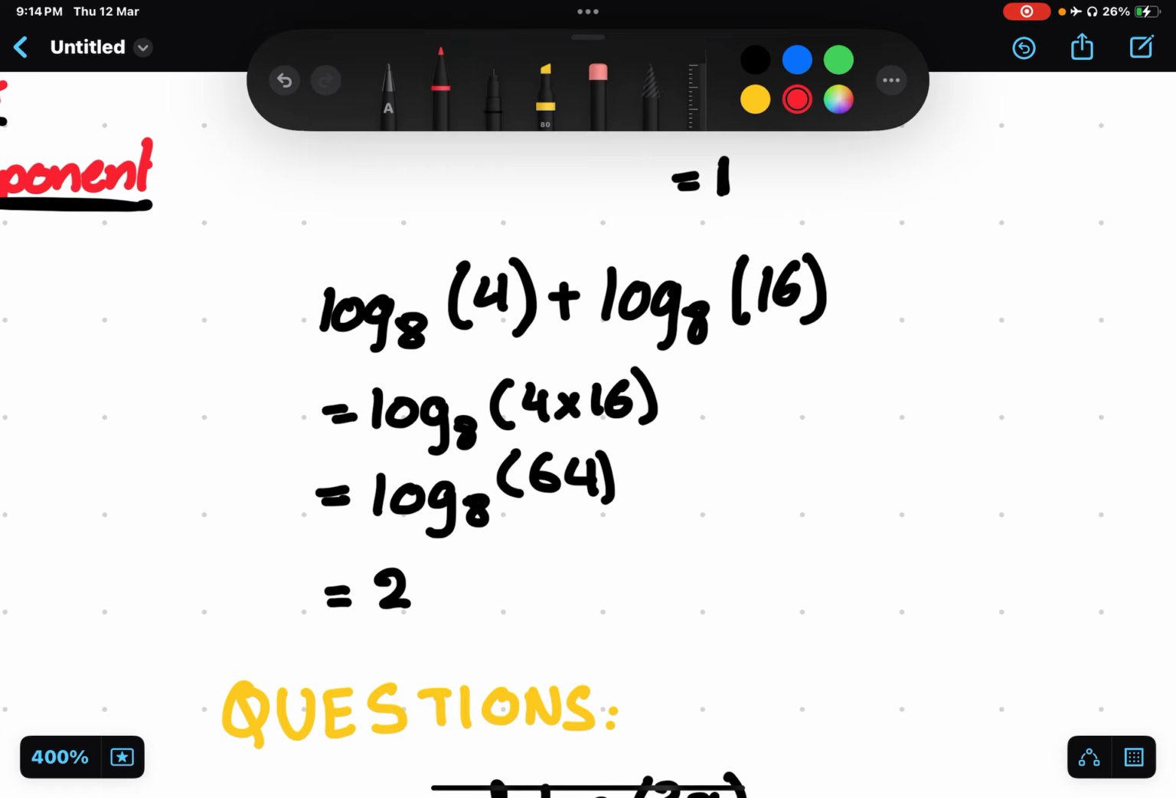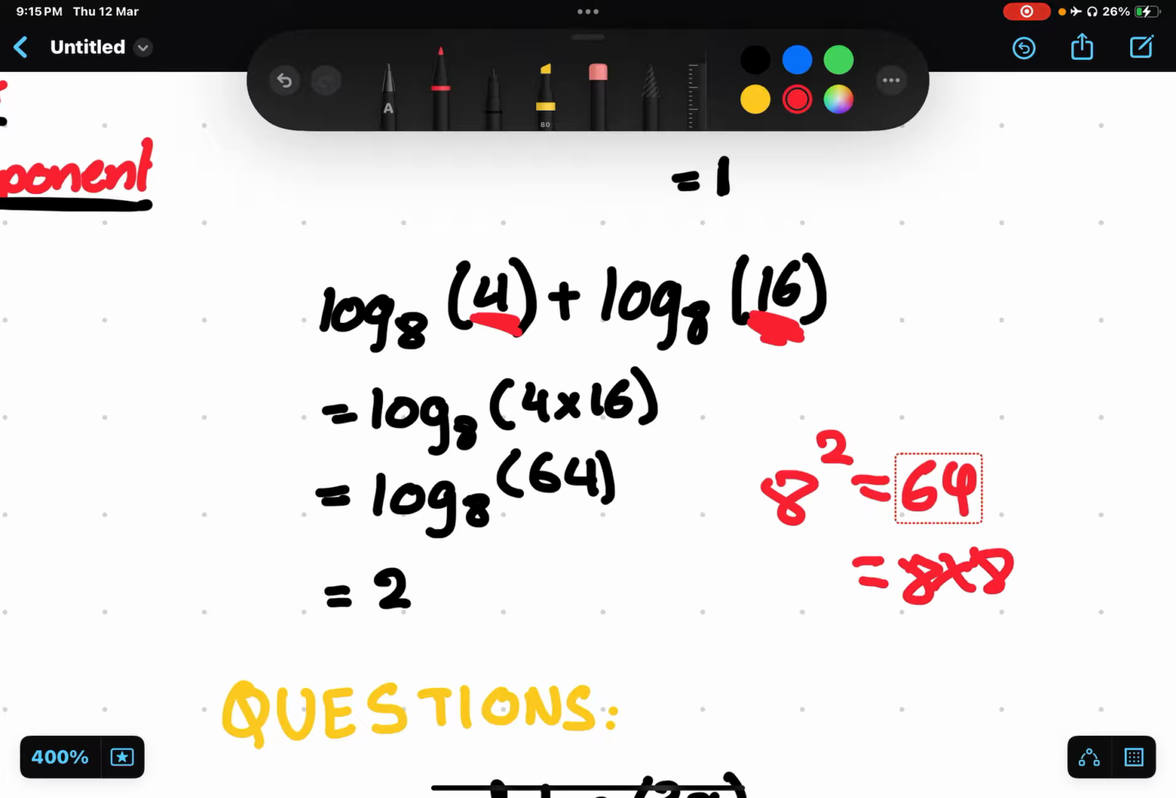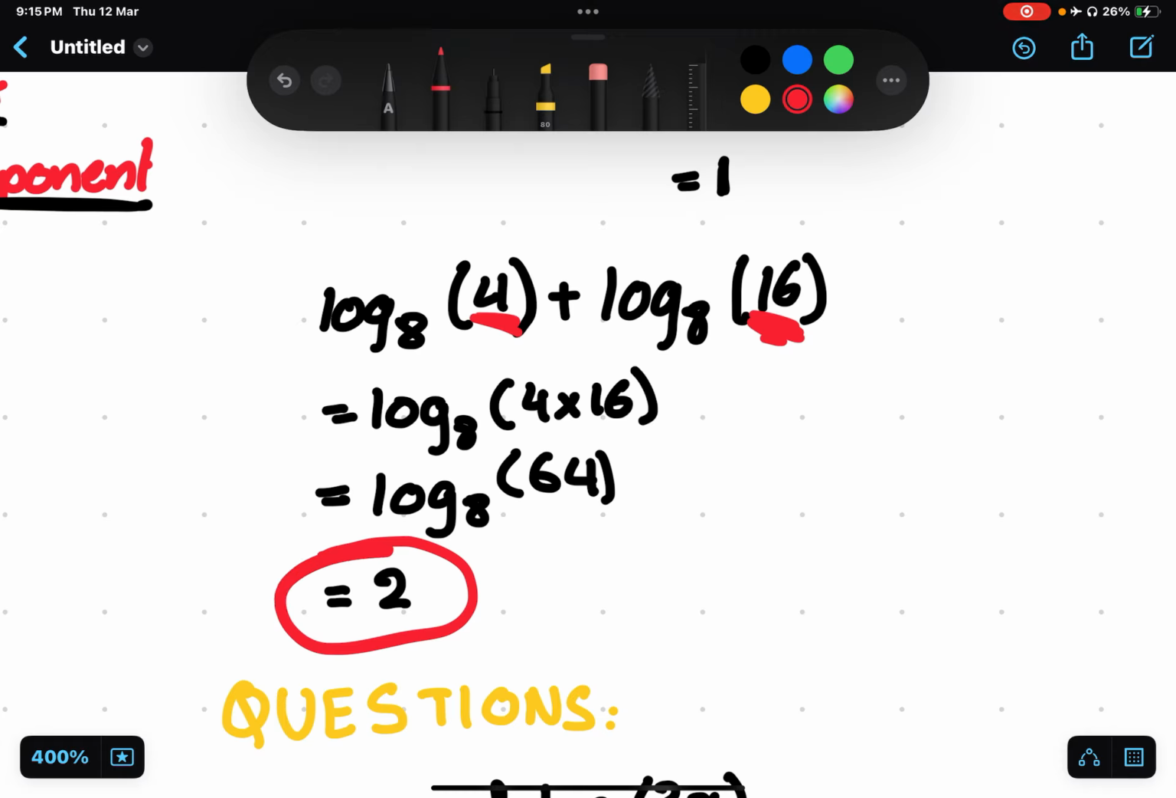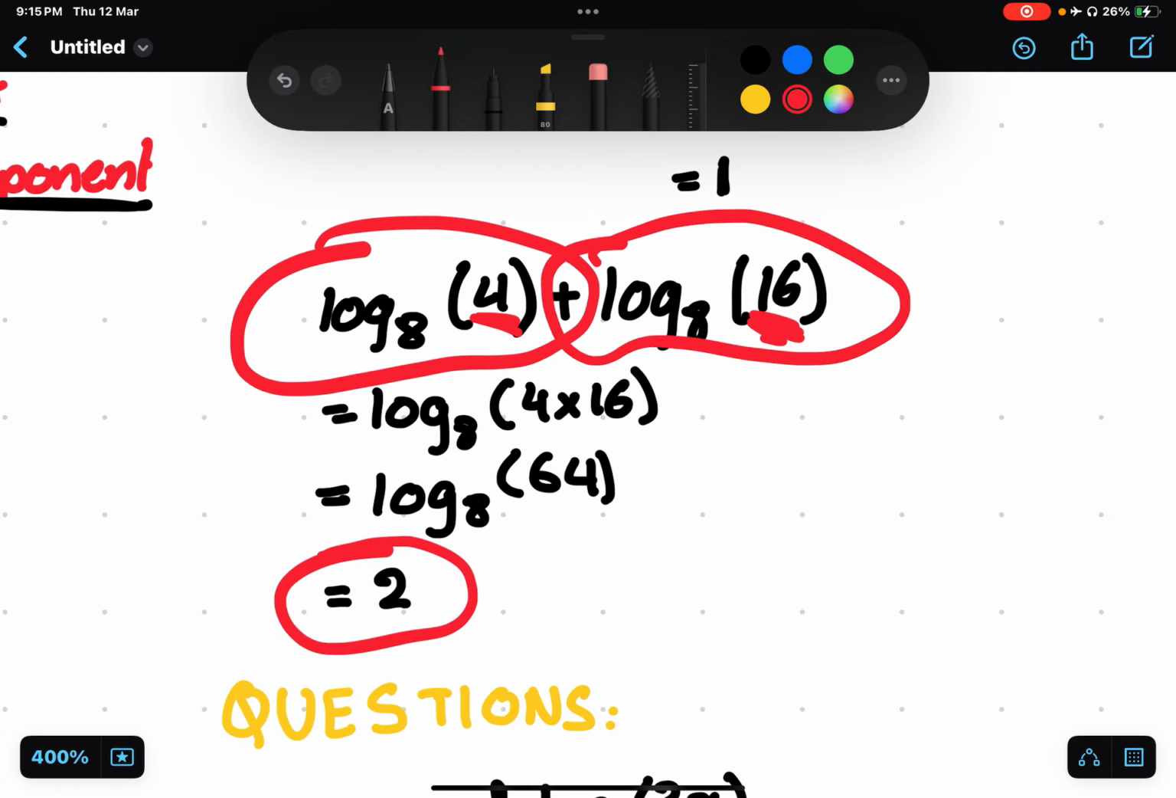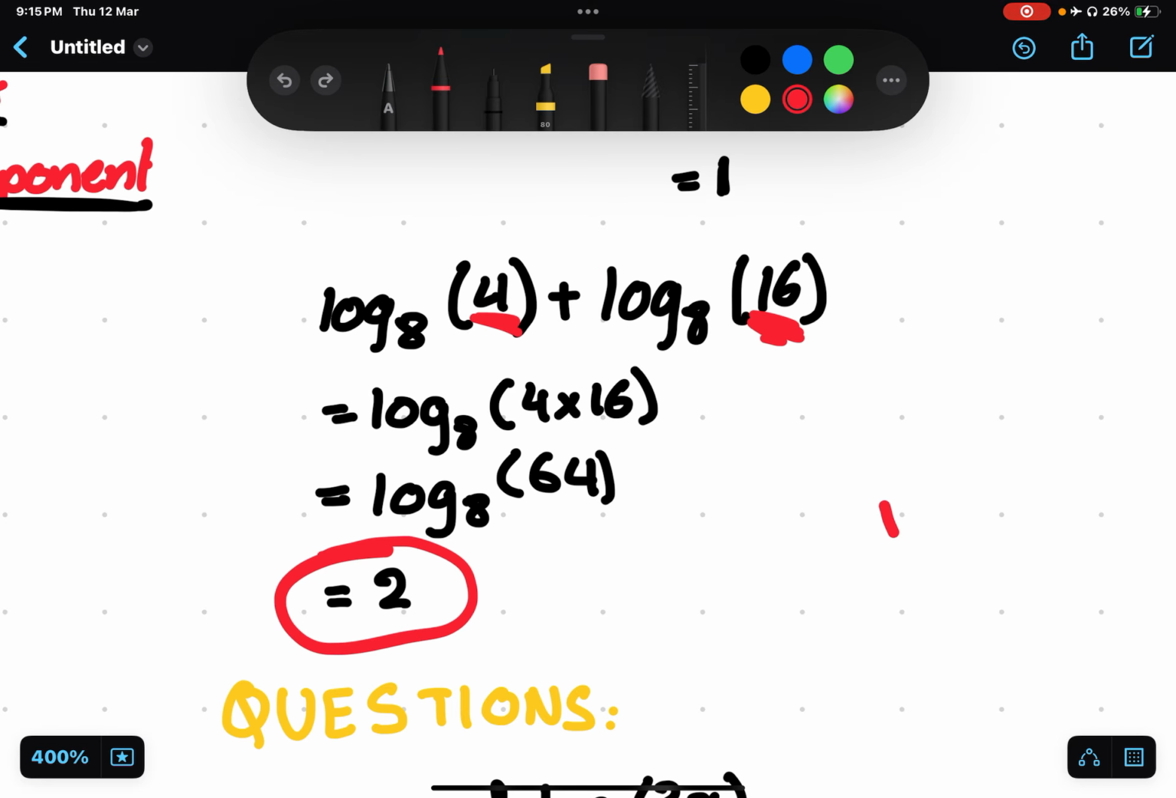So to do this easily in your mind, you've got the product rule, and you can go ahead and multiply these numbers to get 4 times 16, which is 64. Now we know that 8 to the power of 2 is equal to 64, because 8 times 8 is 64. That's why this is so much easier, because we can just know that the answer to this is 2. By themselves, each of these don't really make sense, or rather, you can't really do them in your mind. But if you use the log rule, you can.